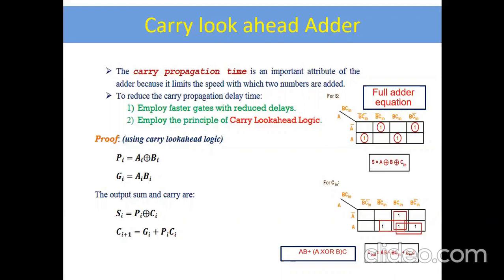It is called a delay. It is called propagation delay. The propagation time is an important factor of the adder because it limits the speed of the device, that is, the speed with which the two numbers can be added. In order to overcome these disadvantages, we are going for the carry look ahead adder. So the carry look ahead adder will overcome this delay disadvantage present in the 4-bit parallel adder.